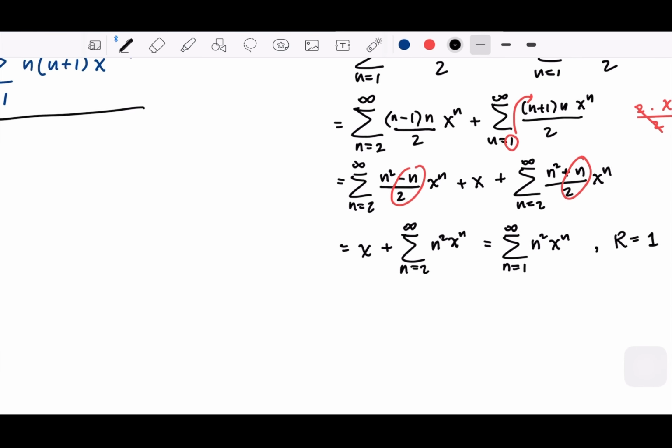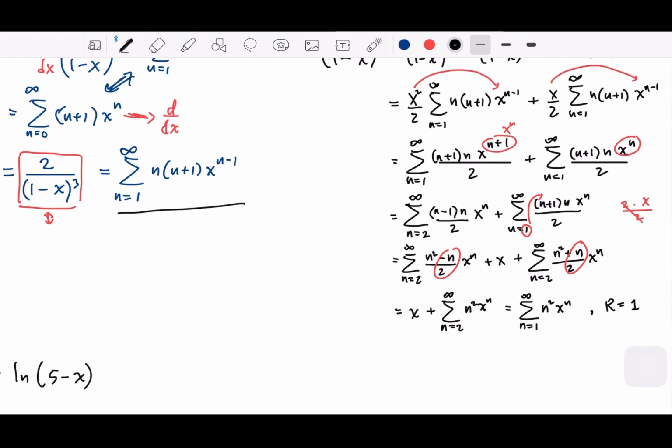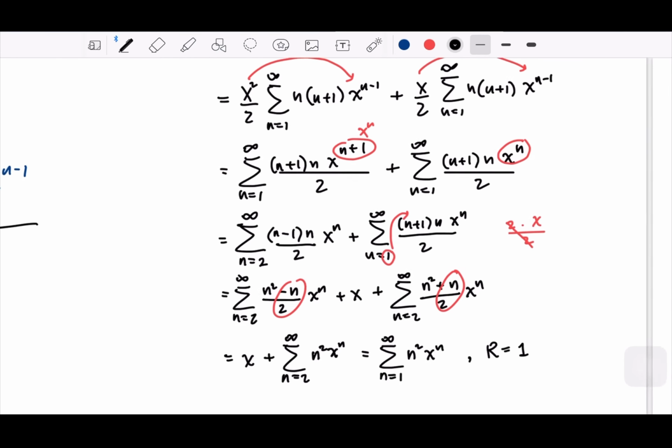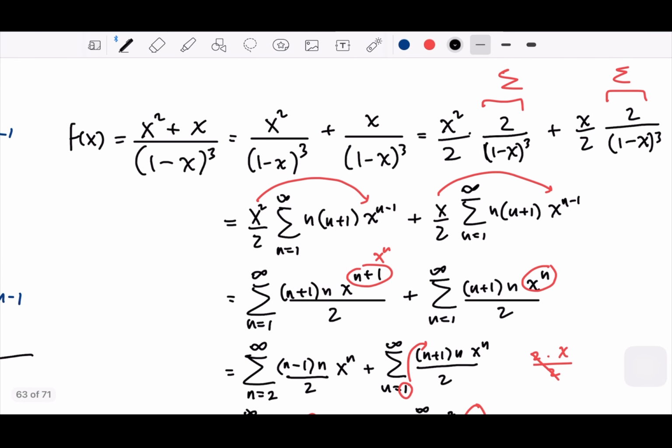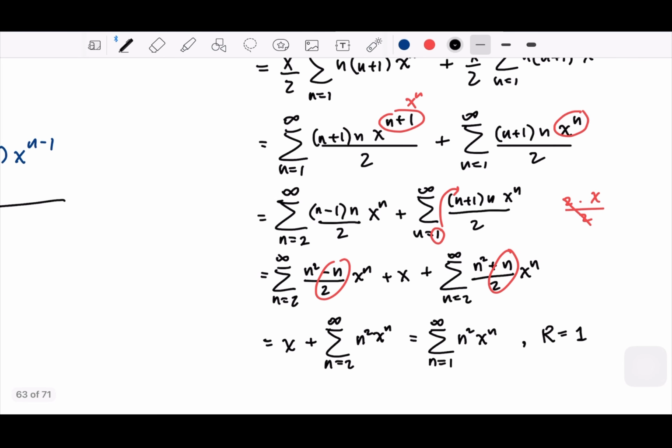Okay. Now, I hope you get the idea. It takes a little bit of time to process the sum and solve the algebra for the summations. But I hope you get familiar with the sum. Okay.